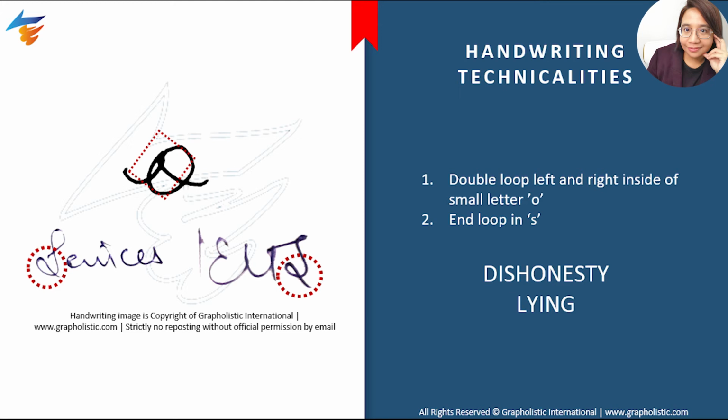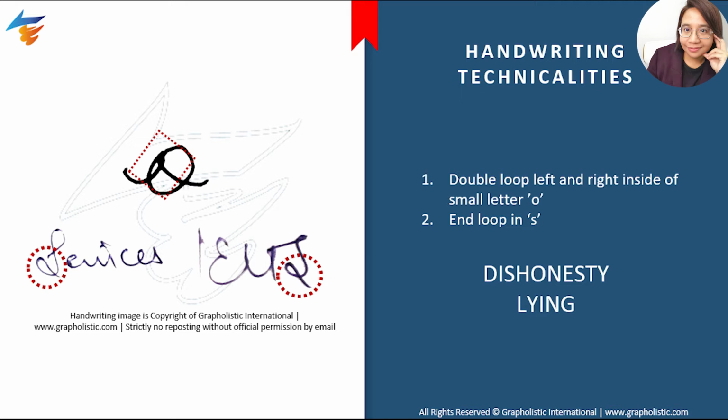This trait that you see right now is a double loop, left and right, inside of a small letter O, and the end loop in letter S. This trait exists in the same handwriting. The double loop left and right, in the science of handwriting analysis, signifies dishonesty. The left side of the loop is dishonesty towards self, while the right signifies being secretive. However, if you combine the loops together in this small letter O like this, it shows dishonesty.